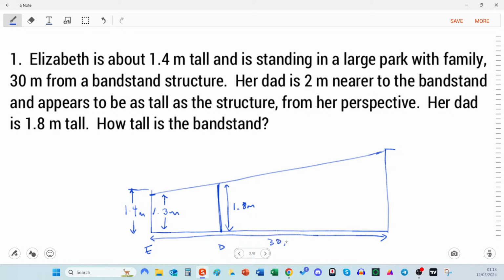All right, so without thinking, oh, I know where this is going, I have just put visualizing this question to paper. So, the thing is everything. How tall is the bandstand? So that's something we want to know, so we'll give it a letter. And we've got some work to do.